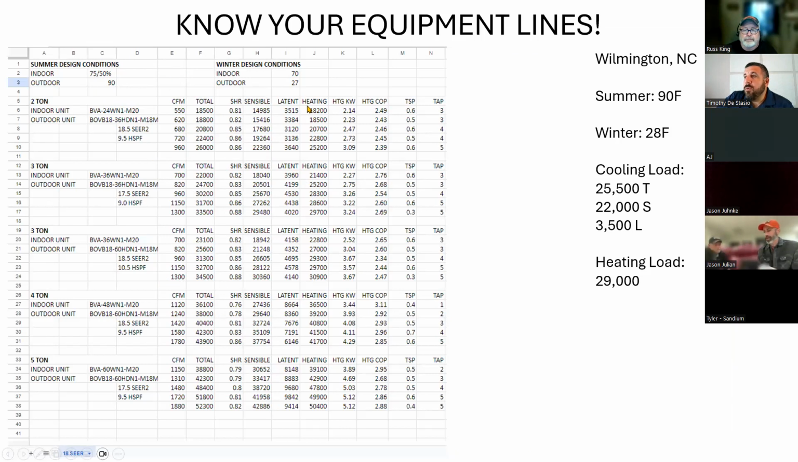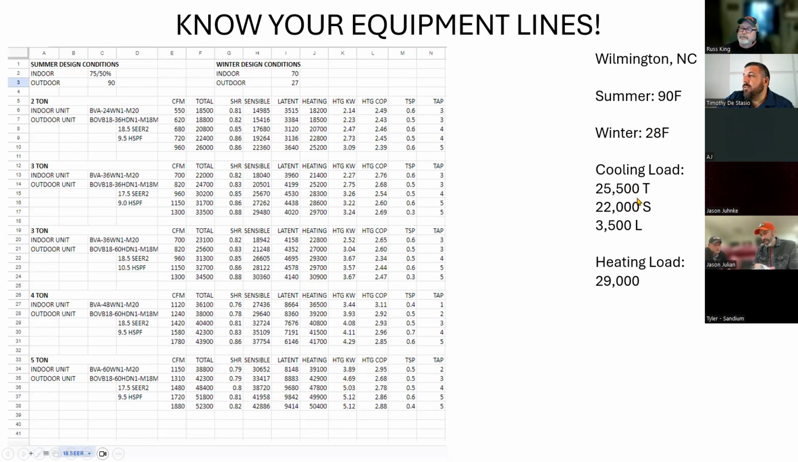I've got all the sensible, latent, and total BTUs, sensible heat ratios. I've even got my kW, my heating COP. I've even taken the air handlers and put in the static pressure and the speed tap that it'll take to make that CFM. So now when I've got a load, let's say I've got a 25,500 total load, I'm really going to start looking at sensible load.